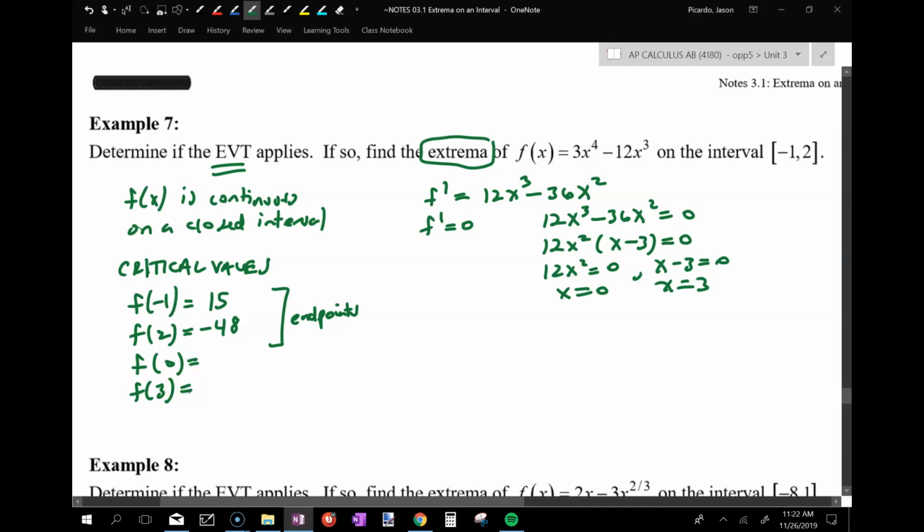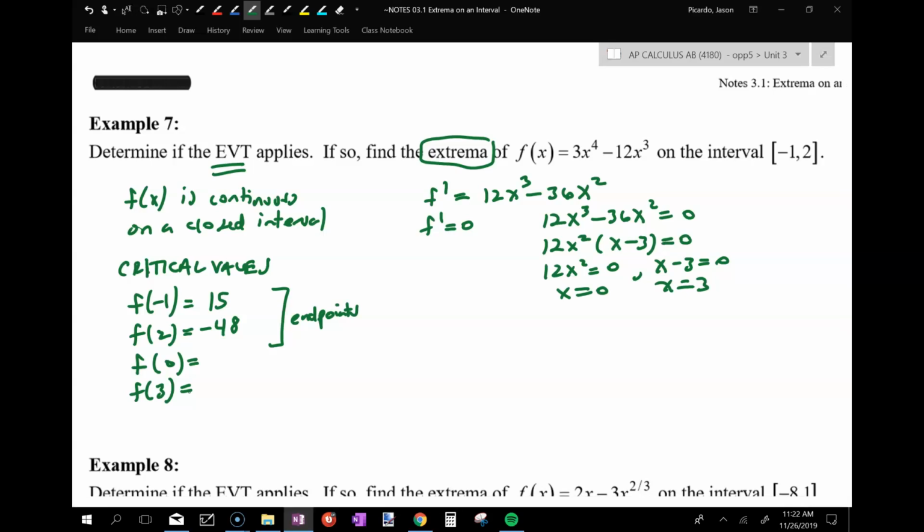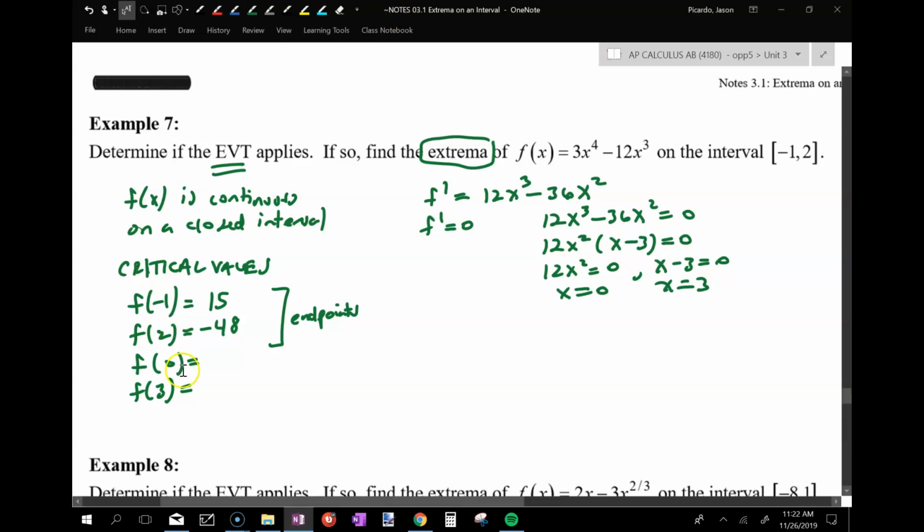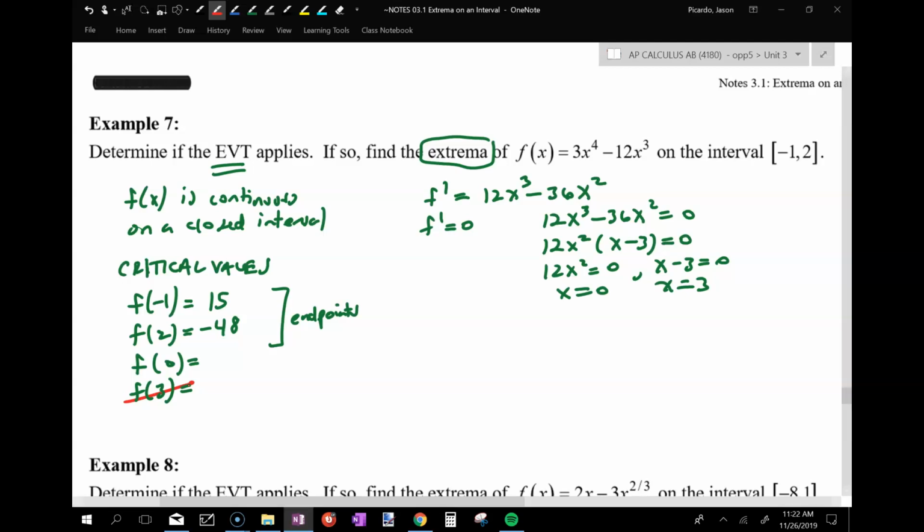But what does the really, really observant student notice right now? The really, really observant student notices that 3 is not within the interval. So even though it's a critical value, it's not a critical value within the interval. So we're not going to worry about that one. Plug in 0, what do we get?